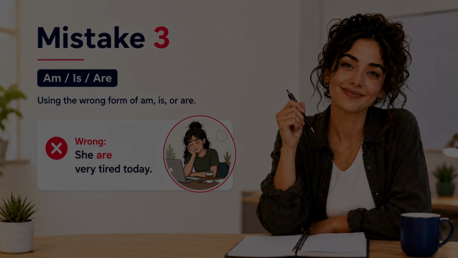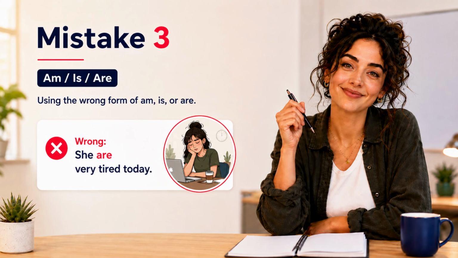Mistake number 3. Is and are. Look at this sentence. She are very tired today. This sentence is wrong. The problem is are. With she, we do not use are. We use is. So we do not say, she are. We say, she is.